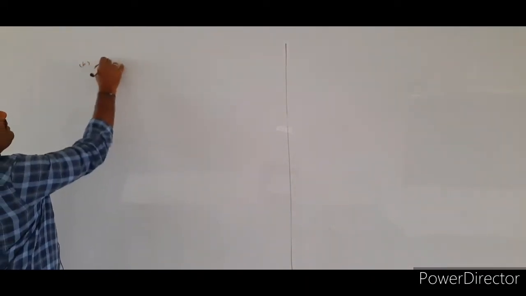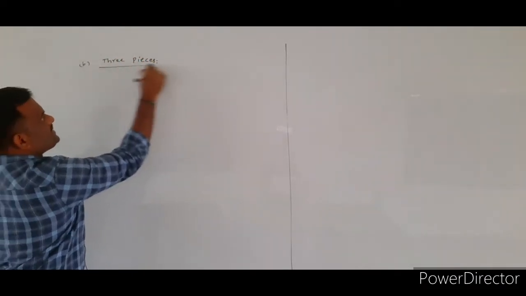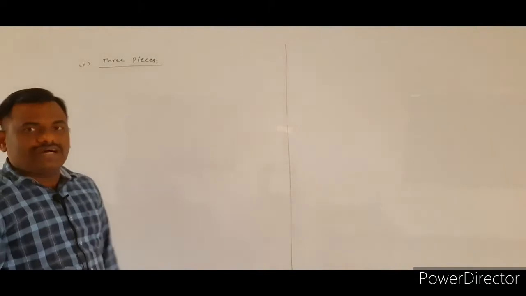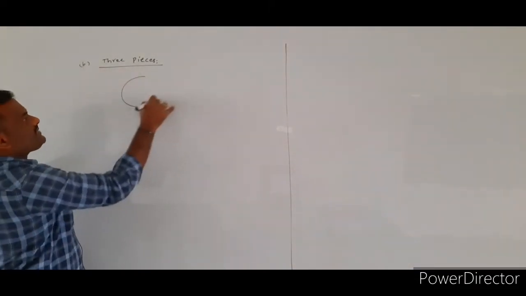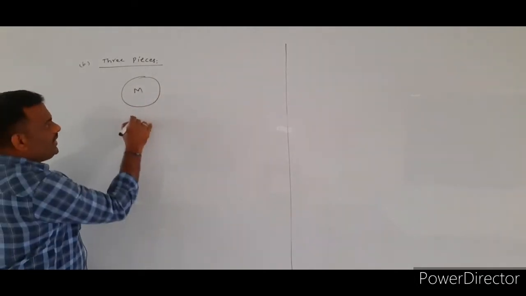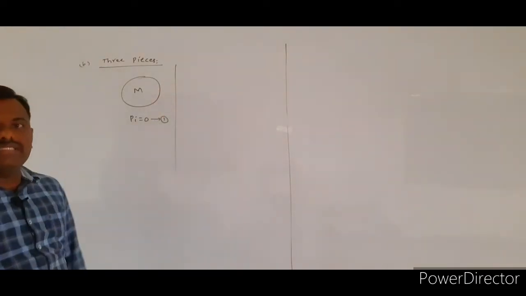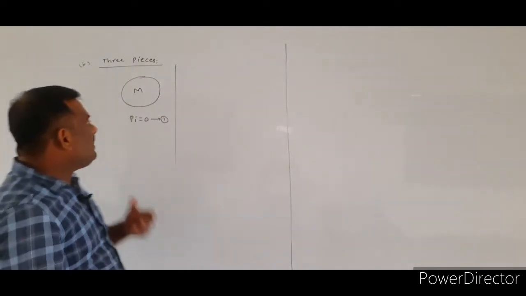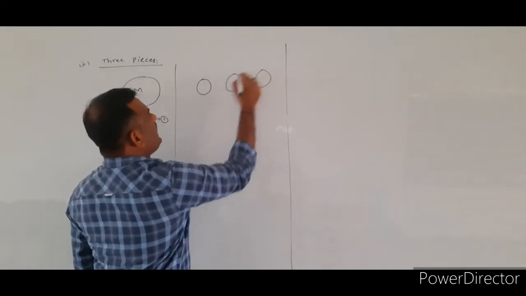Now we are assuming that the given bomb will explode into three different pieces. Initially the bomb is in a state of rest and its total mass is equal to m, so the initial momentum of the system is equal to 0. Now, after the explosion, we assume it has exploded into three different pieces.